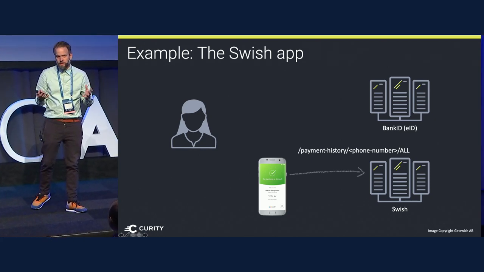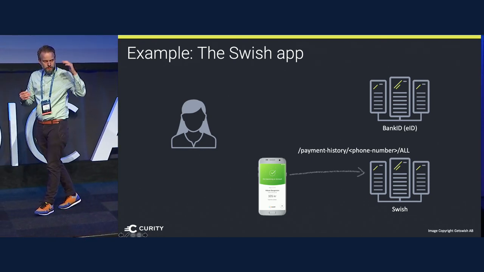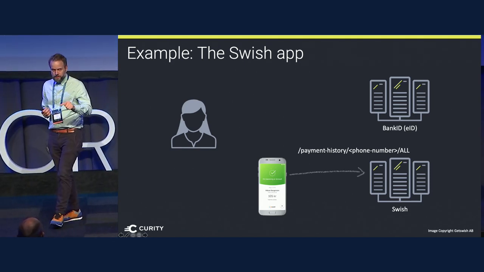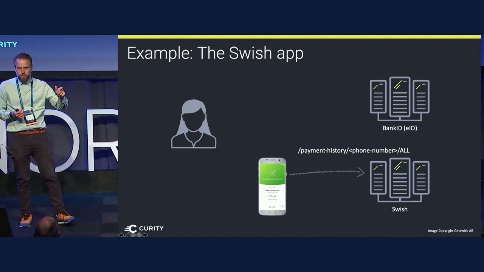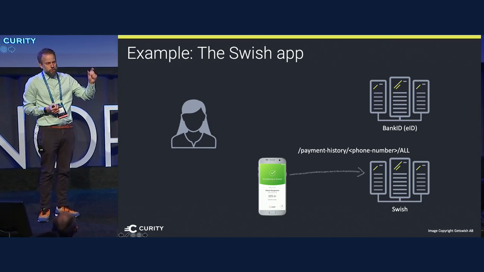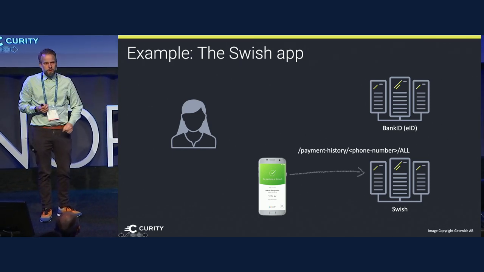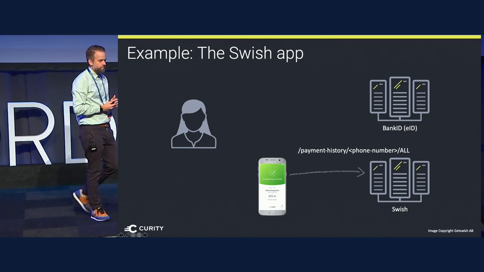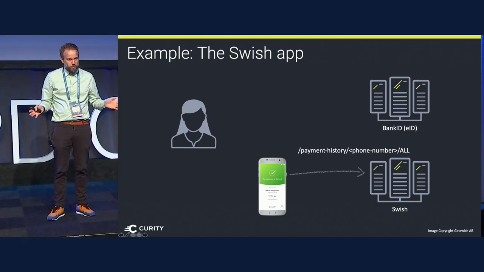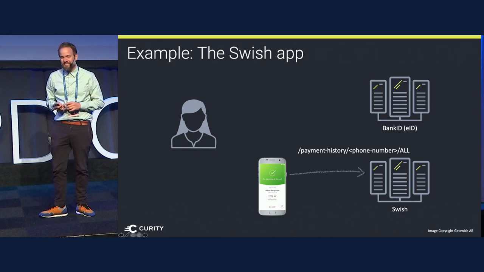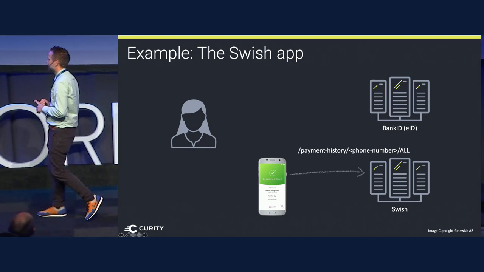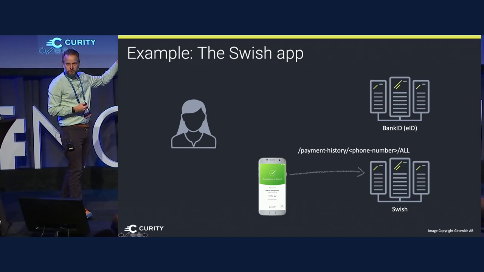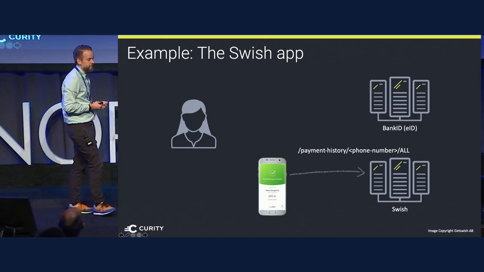When Swish wants to list all your history of the transactions you've done, they make this request. Authenticate it with BankID, and you have a token and everything explaining who you are and what you're allowed to do. And then they make this: Payment history / phone number / all. Anyone see an issue with that? Yeah. So if you put any other phone number in there, you get that person's payment history.